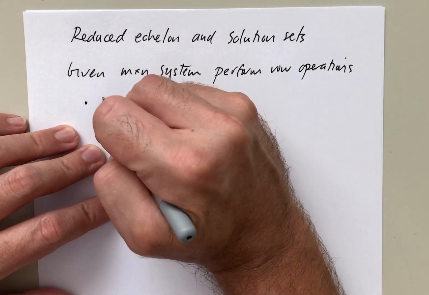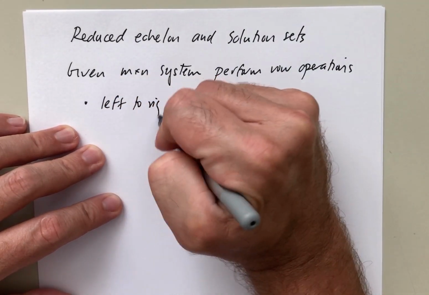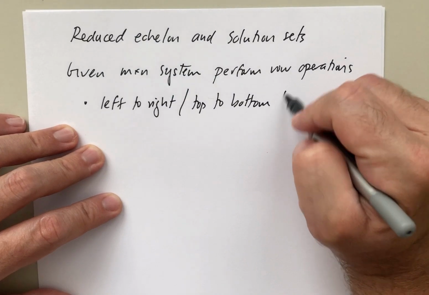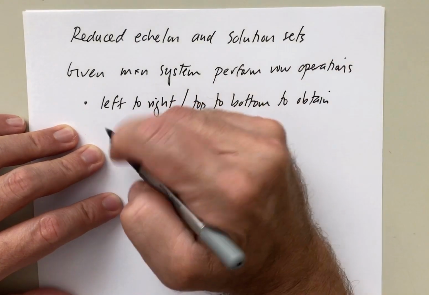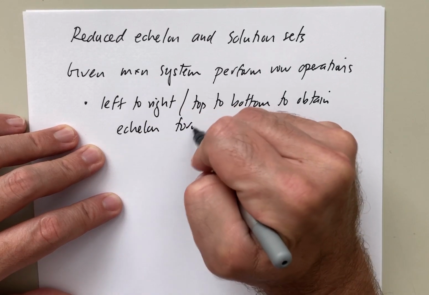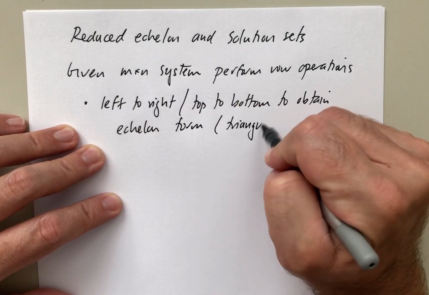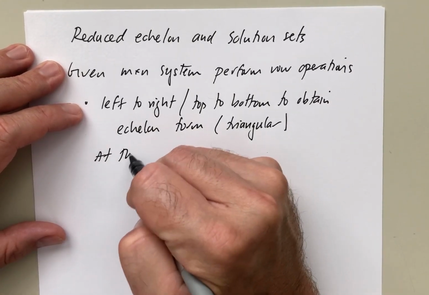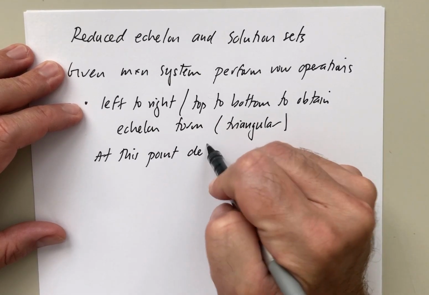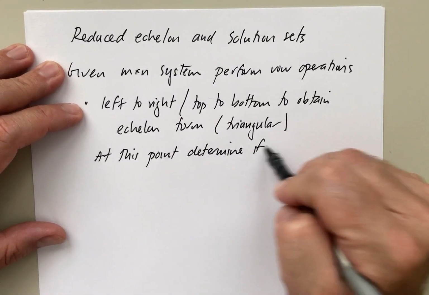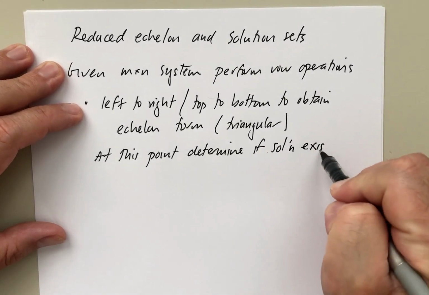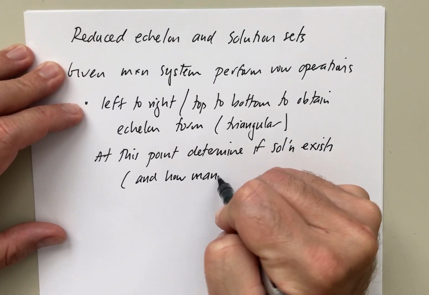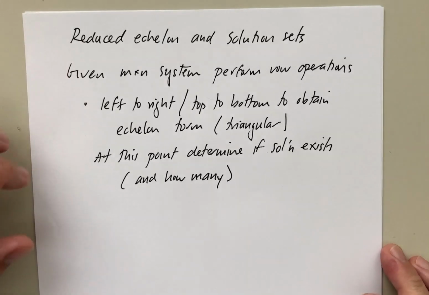So first you go left to right, top to bottom, to obtain the echelon form. This is also maybe just called triangular sometimes. And here we can determine at this point if a solution exists and actually how many. And I'll remind you of that in an example in a second.